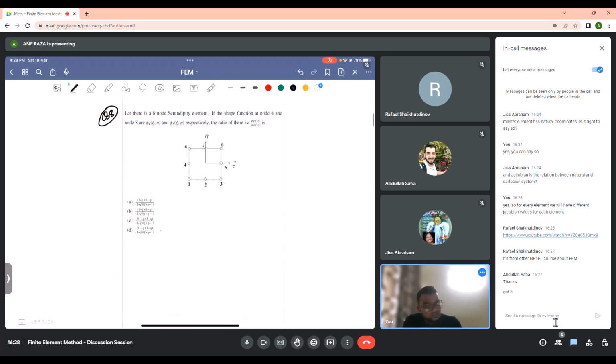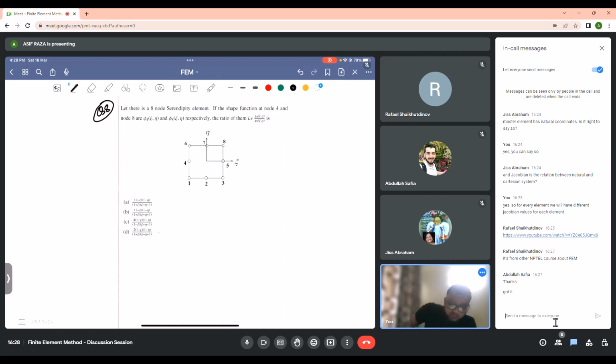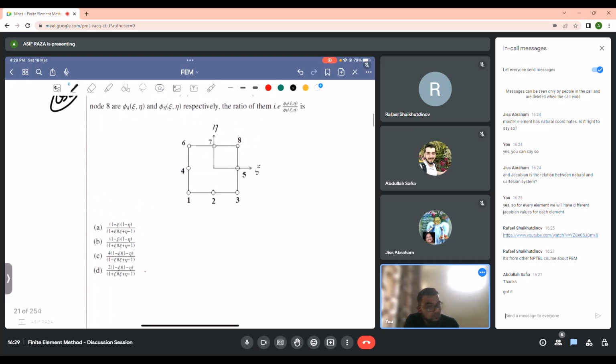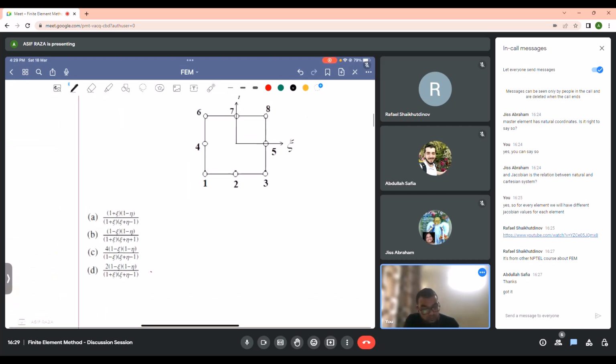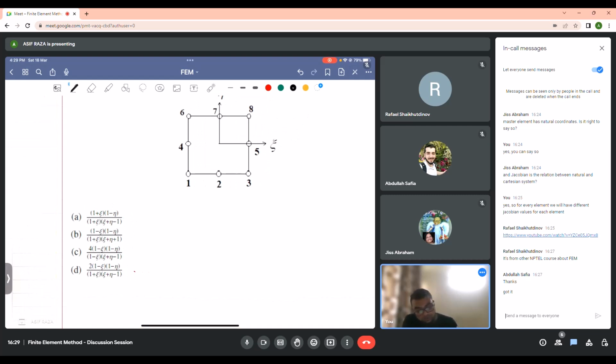Okay, so this is the eighth question. Question number 8: let there be an 8 node serendipity element. If the shape functions at node 4 and node 8 are phi 4 and phi 8 respectively, the ratio of them, that is phi 4 upon phi 8, is... I'll just magnify this. You guys can say what will be my answer. So we are finding the ratio of phi 4 by phi 8. What will be the answer?